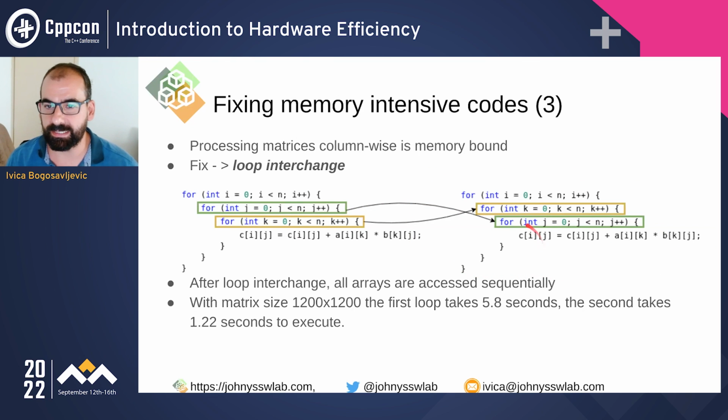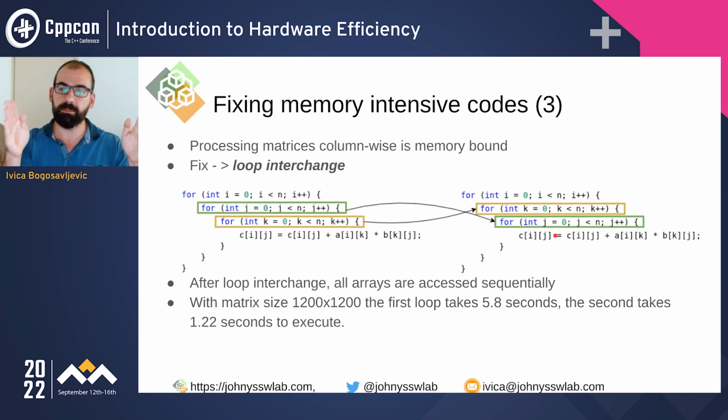Now let's do the analysis again. So we have here the loop over j, which is the innermost loop. Let's see what happens when j increases by 1. When j increases by 1, the access of C is sequential. Because of the way the matrix is laid out in memory, we are accessing the neighboring memory addresses.